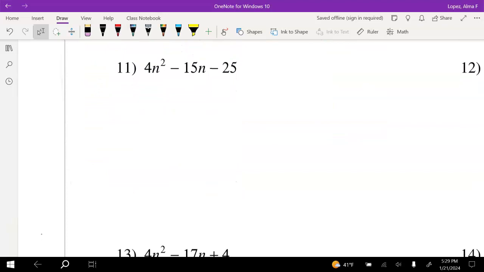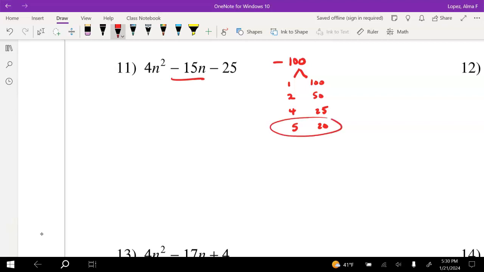When I multiply 4 times negative 25, I end up with negative 100. Factors of 100 are 1 and 100, 2 and 50, 4 and 25, 5 and 20, and I'm going to stop because I'm looking at the number I'm trying to make is a negative 15. 5 and 20 I can turn into a negative 15 if the 5 is positive and the negative is on the 20. They add up to a negative 15n, and they still multiply out to be a negative 100. That's how you find the two factors you need.